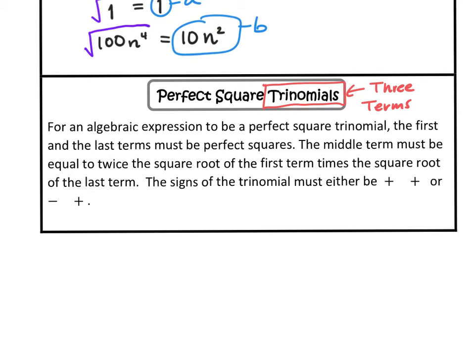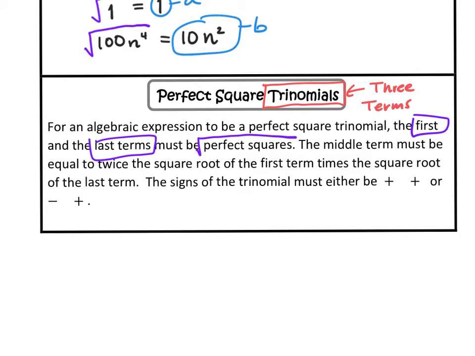So kind of like what we were doing in the previous example. The first and the last terms have to be perfect squares. So in other words, I can take the square root of them. So I just put a square root symbol right here. The only addition that we're changing here is that the middle term must be equal to twice the square root of the first term and the last term.